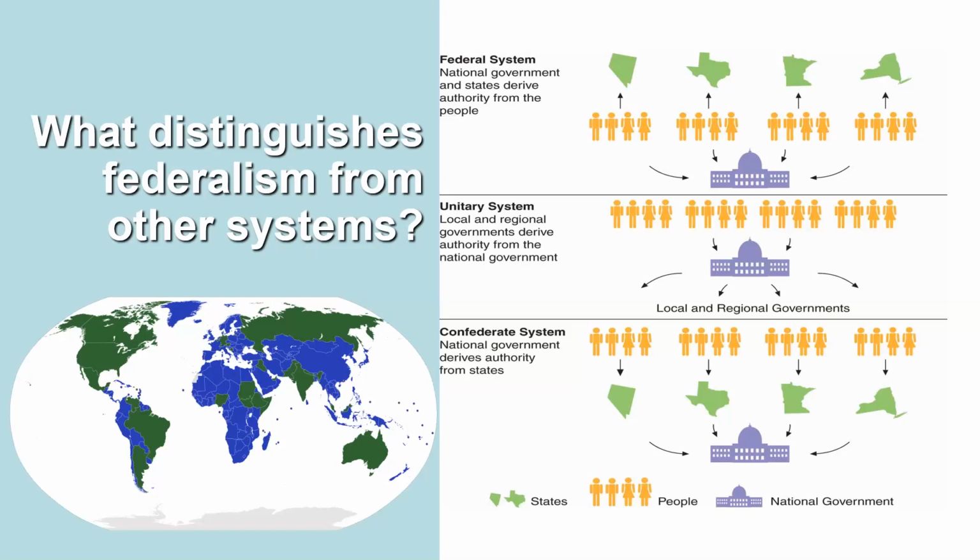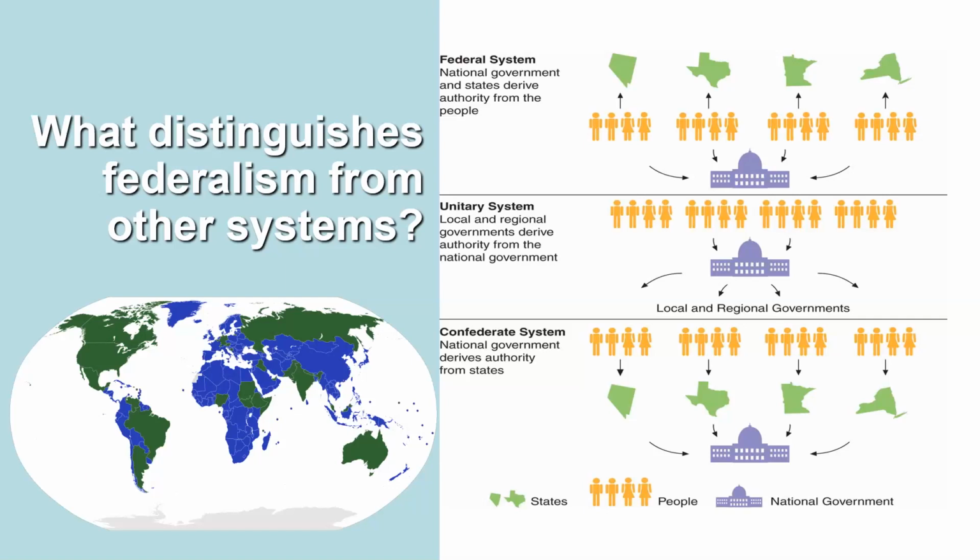The countries in green on the map in this slide are the ones that currently have federal systems. You'll see that federalism is particularly prevalent in countries with large populations and land areas, such as the United States, Mexico, Canada, Brazil, and Argentina in the Western Hemisphere, as well as Russia, India, and Nigeria in the Eastern Hemisphere.